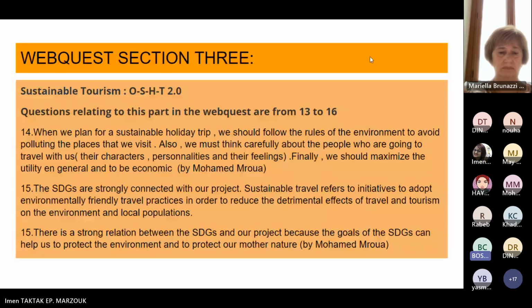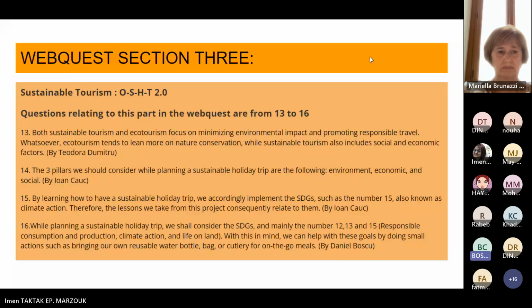Okay, now to the next slide, please. Thank you. 13. Both sustainable tourism and ecotourism focus on minimizing the environmental impact and promoting responsible travel. However, ecotourism tends to lean more on nature conservation, while sustainable tourism also includes social and economic factors. By Theodora Dumitru. 14. The three pillars you should consider while planning a sustainable holiday trip are the following: environment, economic, and social. By Iwan Kauk.